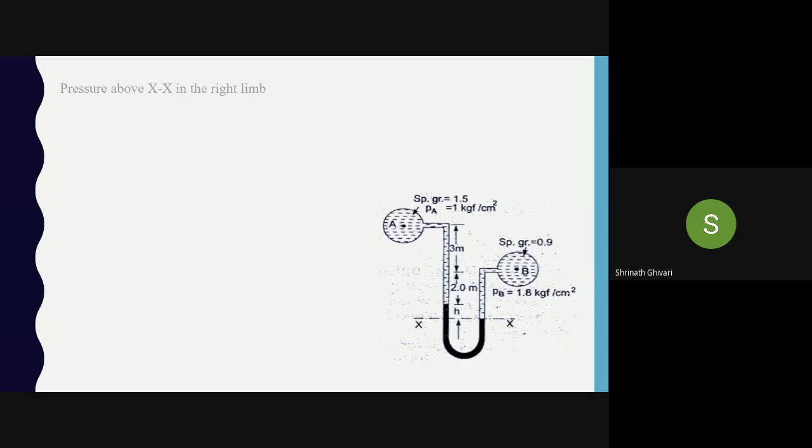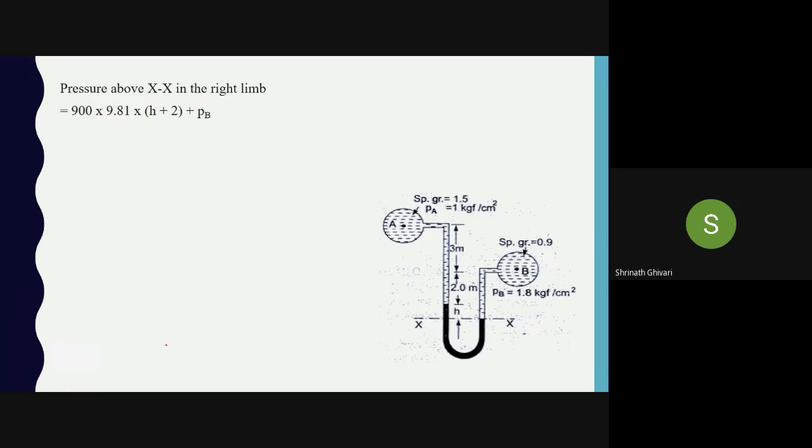So can anyone tell me the pressure above XX in the right limb? It is very easy. PB plus rho 2 G into 2 plus H. Very good. PB plus rho 2 is 900, G is 9.81, H plus 2. Correct. Very good. Thank you.